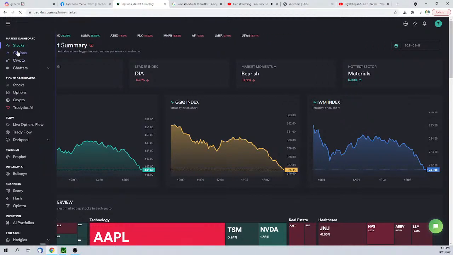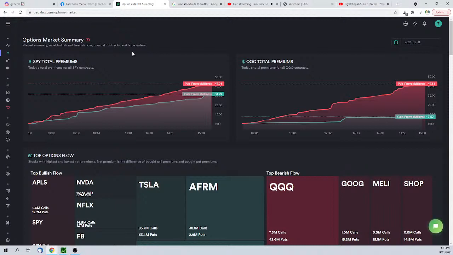The options page is something I like to look at too. It's going to have the SPY and Q total premiums. So there's 42 million in put premiums on Friday, and there's only 31 million of call premiums on Friday. And the Qs were 42 million puts and 7 million calls. So that kind of gave us an idea where we're going Friday.